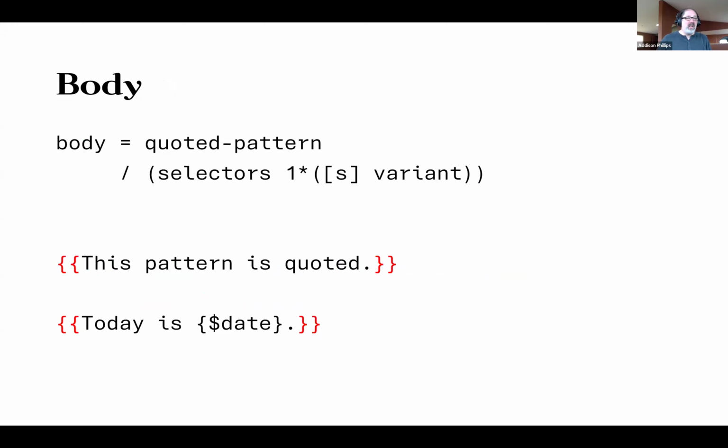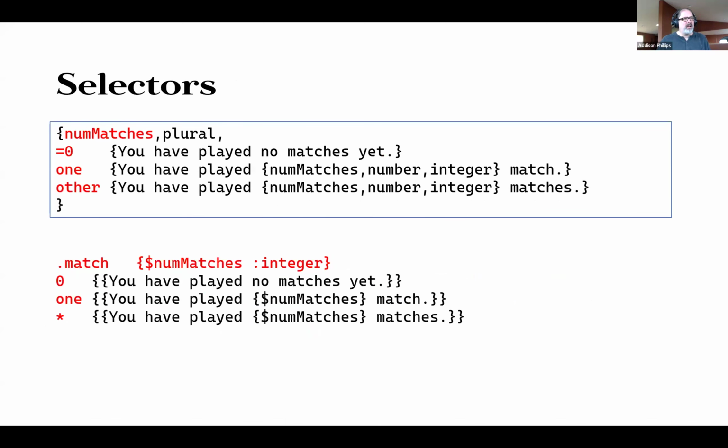So then there's the body of a message. You've already seen patterns. Patterns can be a quoted pattern. We quote patterns with double curly brackets, just so you understand when you see that coming up later. So here's our plural. Again, this is the num matches played string that we saw earlier. Here it is in message format 2 underneath. We have a .match statement. All of our statements start with dots.